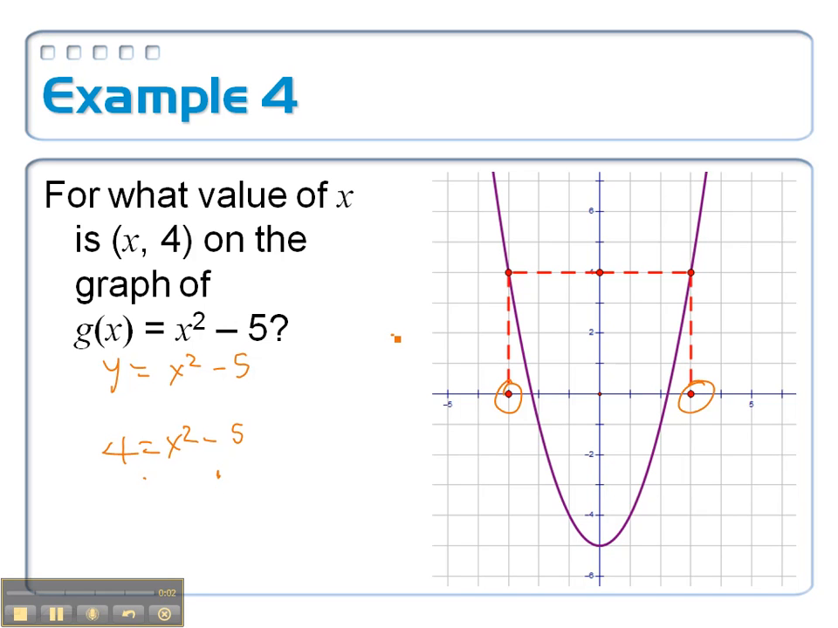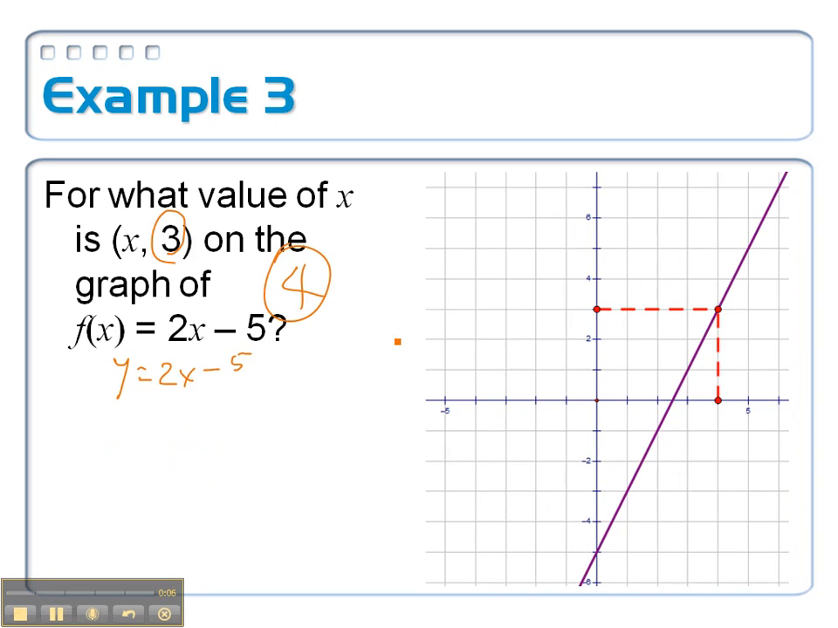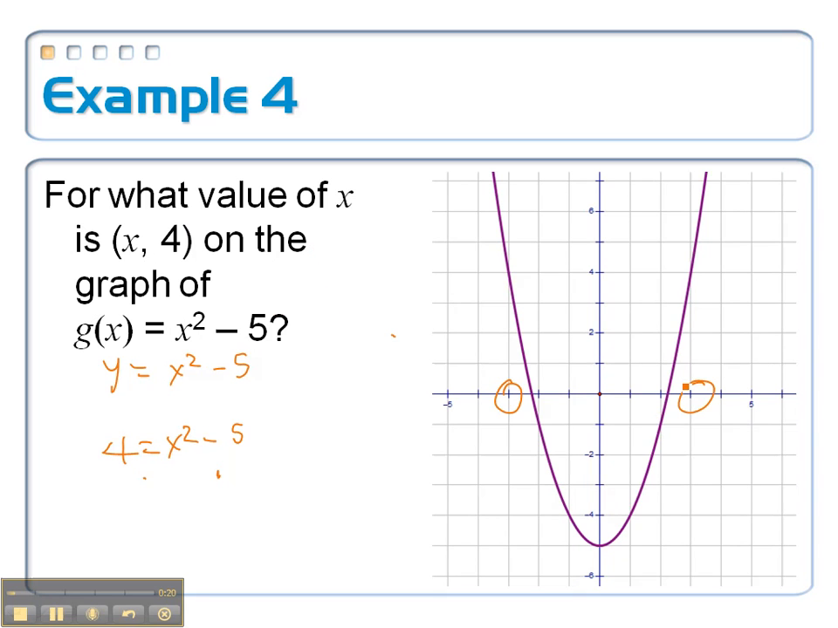All right, we were just talking about inverses. On the linear function, when I had an output, in this case it was a 3, and I worked backwards to try to find the input, we got the number 4, and it was the only one possible. Okay, on the parabola though, when I had the output of 4 and I try to work backwards, I get a positive 3 and I get a negative 3.